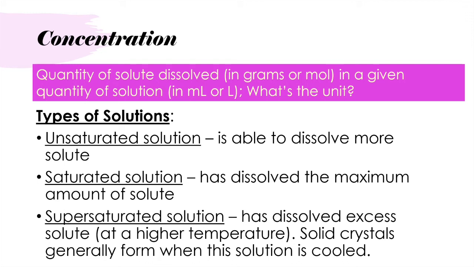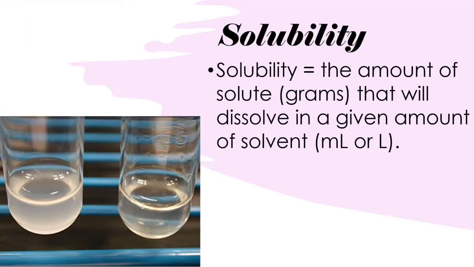And this leads to our third type, a supersaturated solution. And again, that is a solution that has dissolved excess solute, but only at a higher temperature. So if we add it at a cooler temperature, it won't dissolve. To understand this concept, we need to define solubility. Solubility is the amount of solute that will dissolve in a given amount of solvent, usually water.